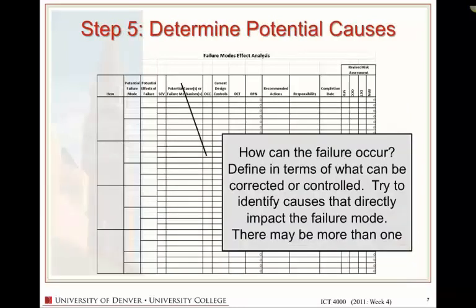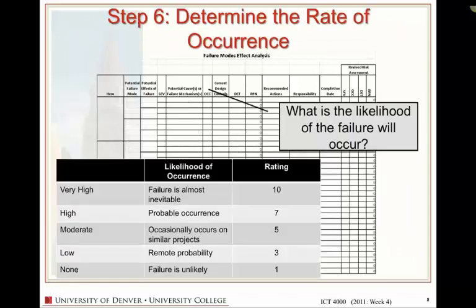Then, after we've done the severity, how can the failure occur? Define this in terms of what can be corrected or controlled, and try to identify causes that directly affect that particular failure mode, that particular item. Again, there might be more than one. And then what's the likelihood that it'll occur? Again, we rate this on a scale of 1 to 10, 10 being very high, where the failure is almost inevitable, 7 being probable, 5 being moderate or occasionally happens, low being remote, and then 1 where the failure is fairly unlikely.